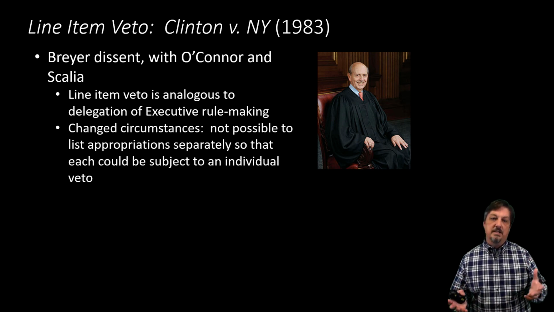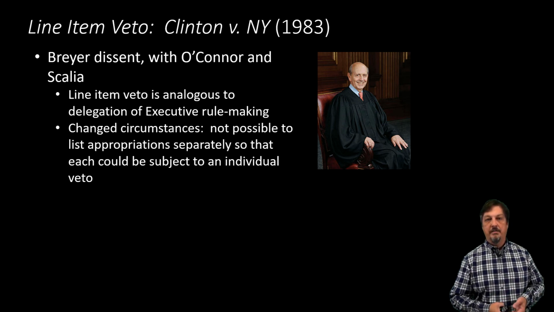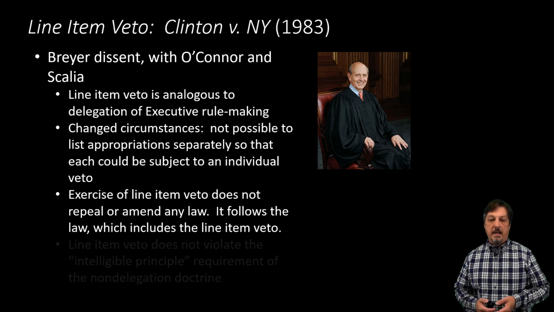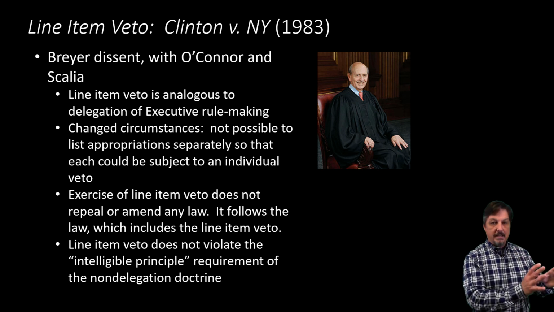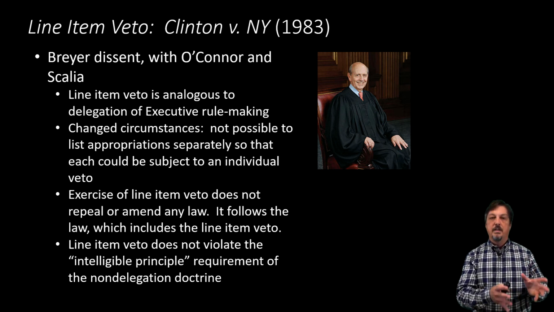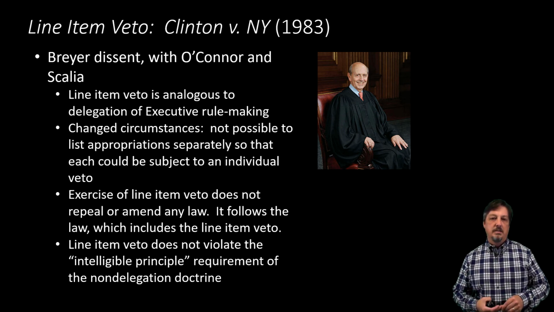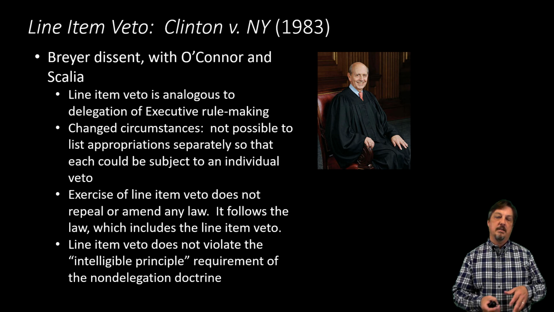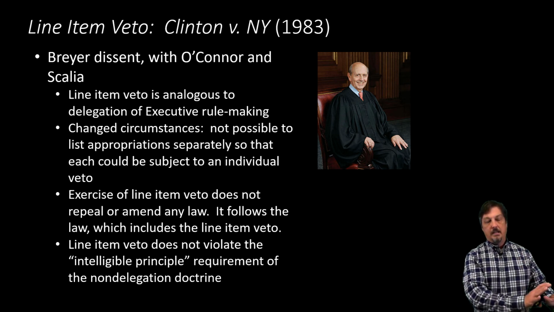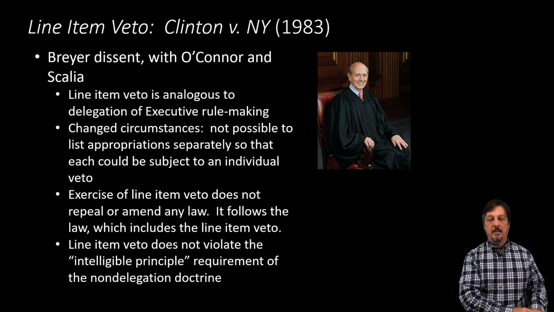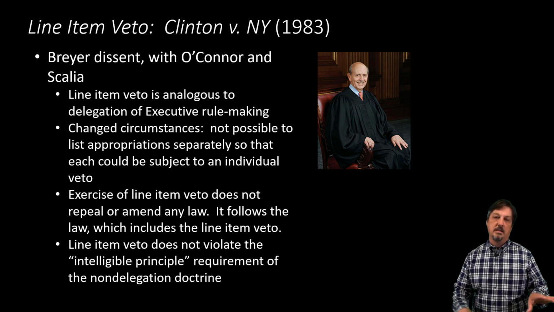and they suggest, Breyer suggests, the line item veto is really analogous to a delegation of executive rulemaking. After all, it is Congress, the House and the Senate, that created the law that allows for the line item veto. And the president signed that law into law. So in the view of the dissenters, bicameralism and presentment was satisfied. It was satisfied when the original line item veto statute was created, and it delegates certain ability to the president to make some changes in the law.